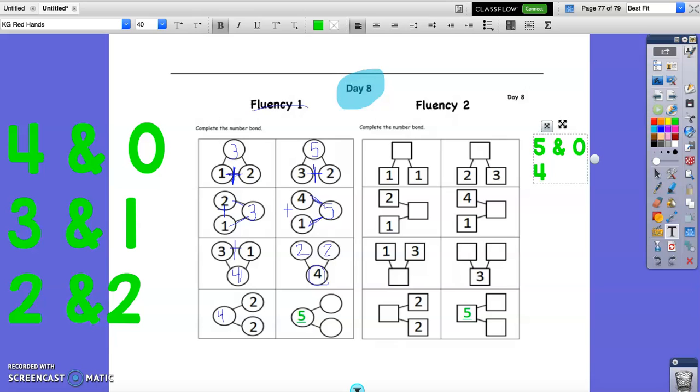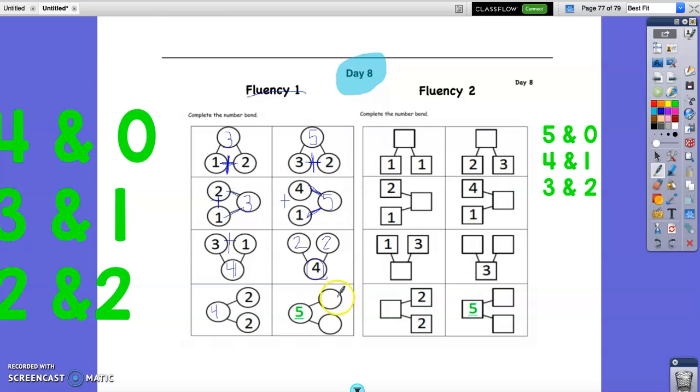We can take 4 and add what to it? If I have 4 and I add how many more? 1, I can make 5. Or I can go down to 3 and add how many? If I have 3, how many more do I need to make 5? 2. So you can pick one of those. So 5 makes up, I'm going to just say 4 and 1. Okay?